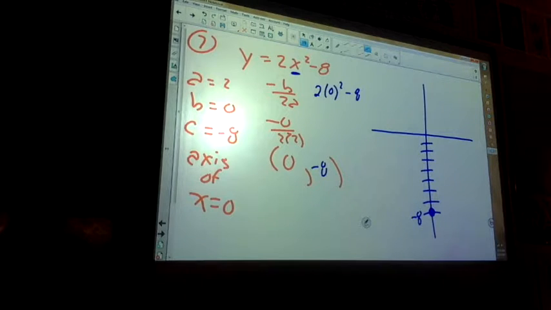Cool. What is that also? Where it crosses what? Your y. Yeah, that's the y-intercept as well, and the vertex. So the y-intercept is 0, -8.